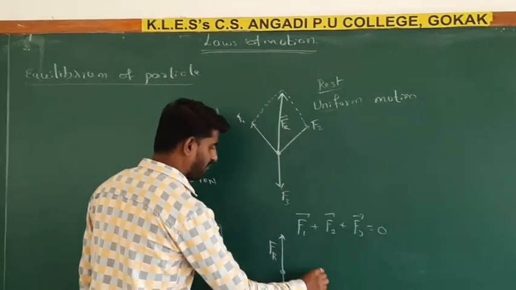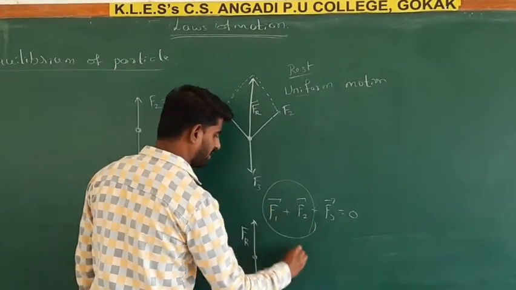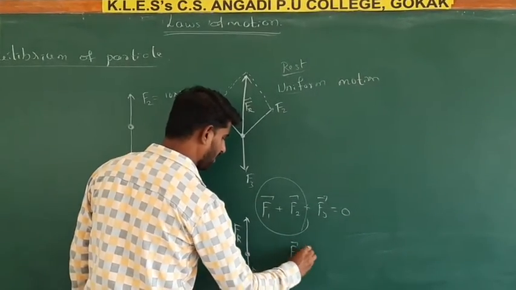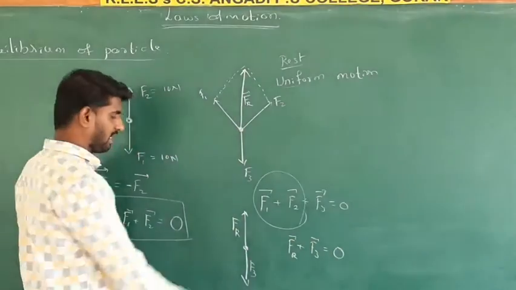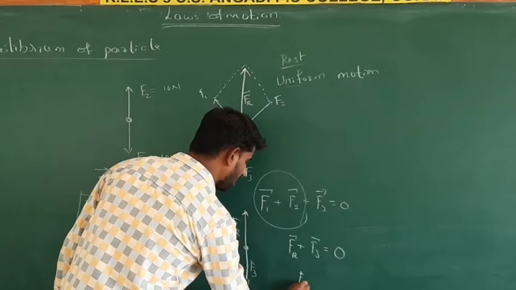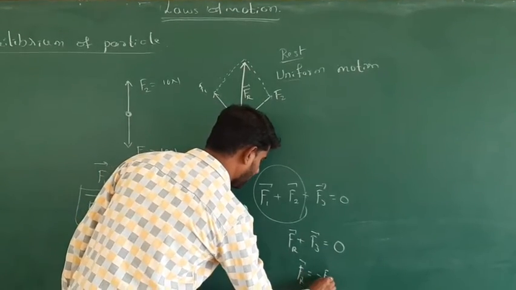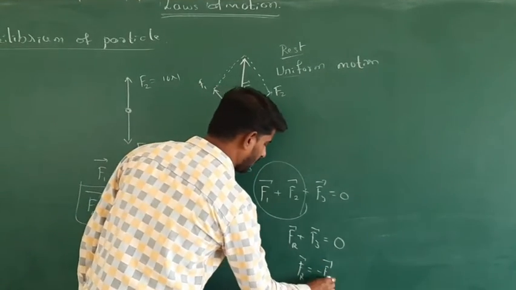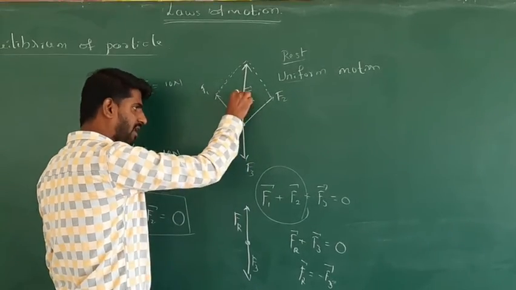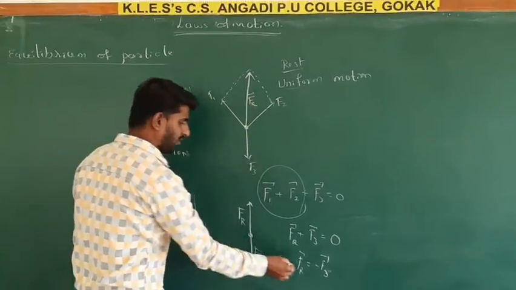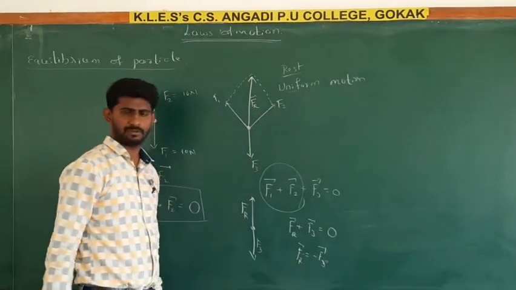So for this Fr, the vector sum Fr plus F3 is equal to 0. Looking at this diagram, you can write Fr vector is equal to minus F3 vector. So the resultant of these two forces, Fr, and F3 are equal in magnitude and opposite in direction.